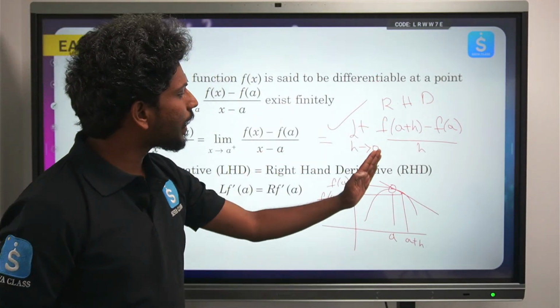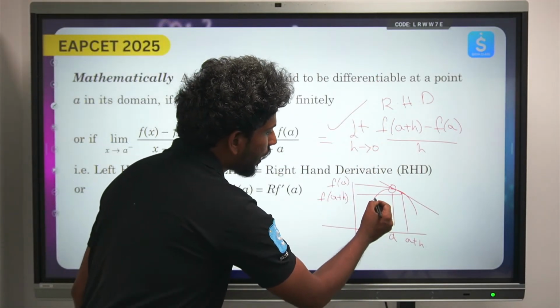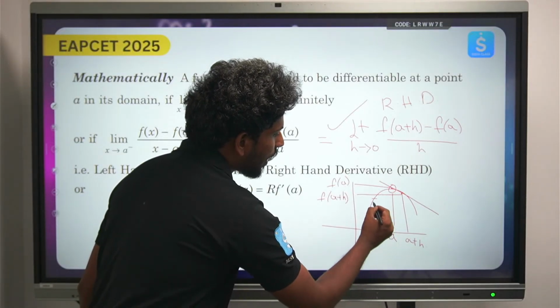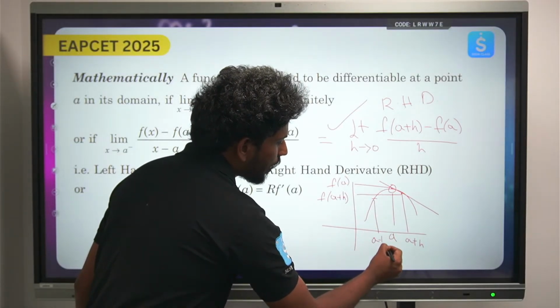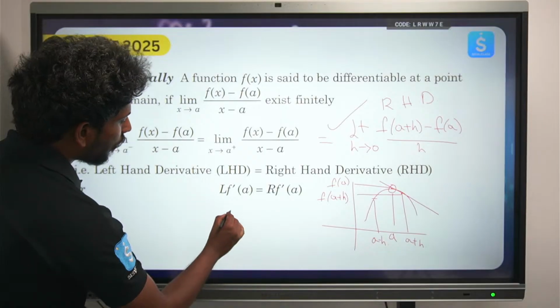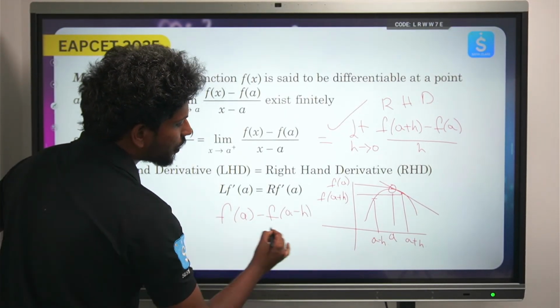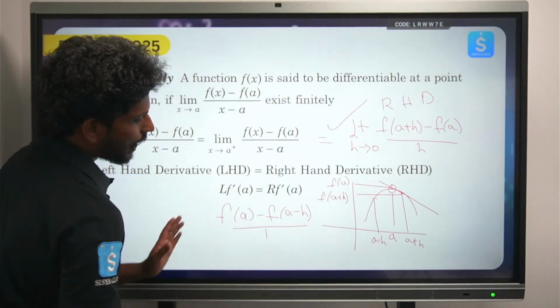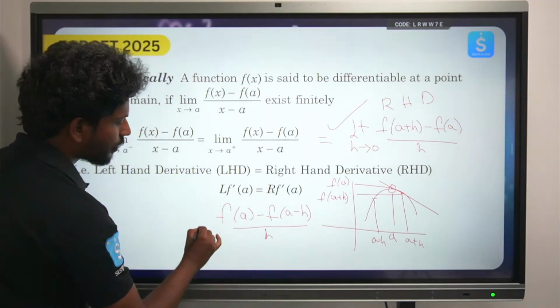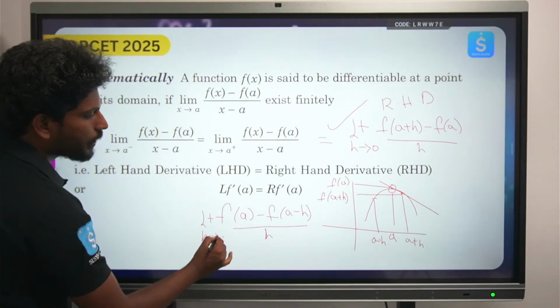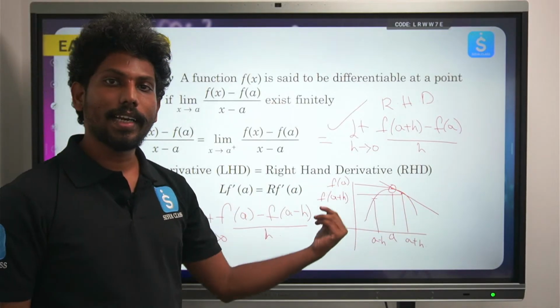Similarly, if you want to find the left hand differentiability, you just take a point that is a minus h. So that will be f of a minus f of a minus h by again a minus h. So that will be equal to 0. So this is how you find the left hand differentiability and right hand differentiability.